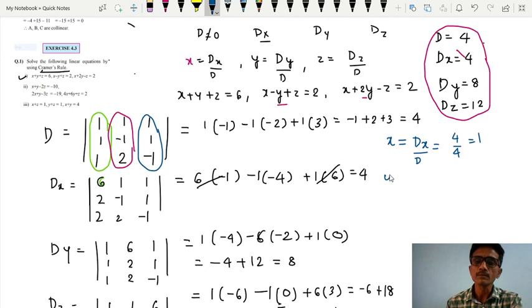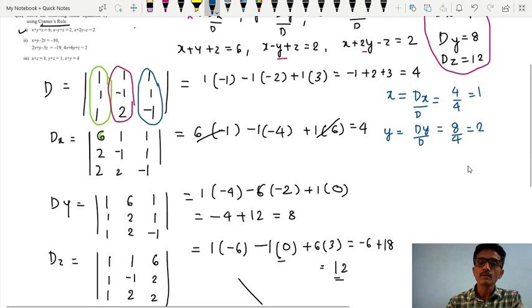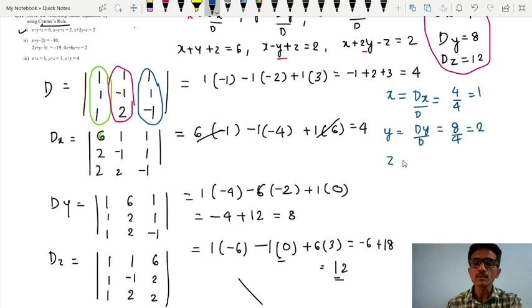Then y is equal to what? dy upon d, what is y? dy is 8 upon 4, which is equal to 2. Then z is equal to what? See here, z is equal to dz upon d. So dz is how much? 12. So 12 upon 4, it is 3. Yes, you are getting x is equal to 1, y is equal to 2 and z is equal to 3.